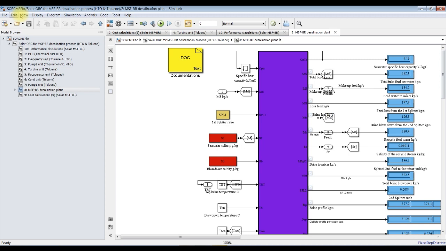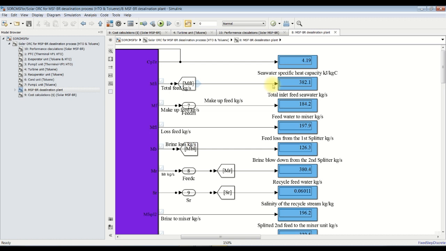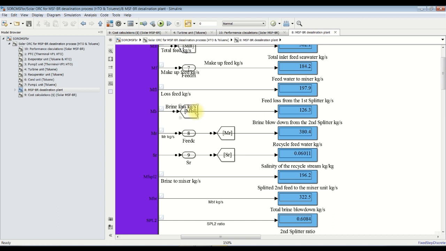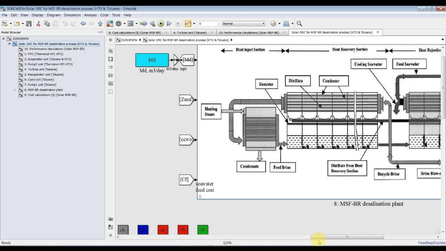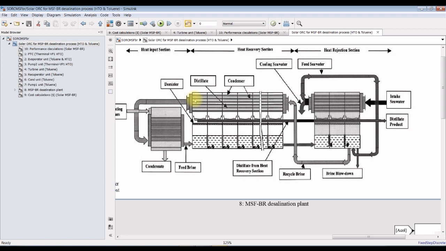Okay, here you can discover the following. This is total feed flow rate, and this is makeup feed. Feed loss, brine loss, recycle stream. The recycle stream is here. As you can see here, this is the recycle stream. It's going to the upper stages condenser, and it's going to get the heat from the steam.